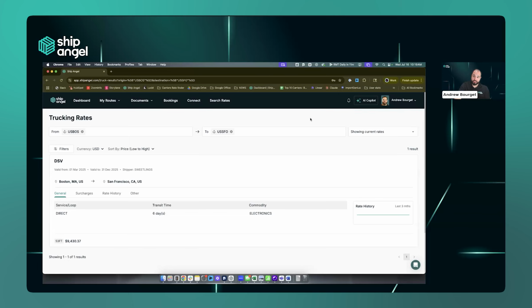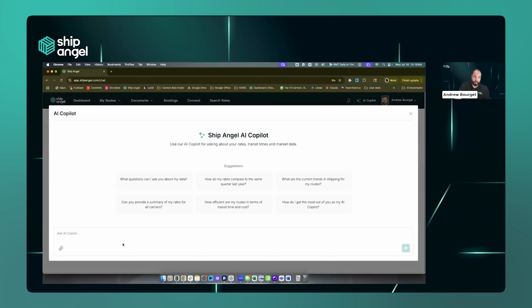The most recent addition to our platform is the idea of our AI Copilot. Inside the Copilot, you can start to ask questions about your rates to the same AI that we're utilizing internally to process your rates, which I'll get into next.